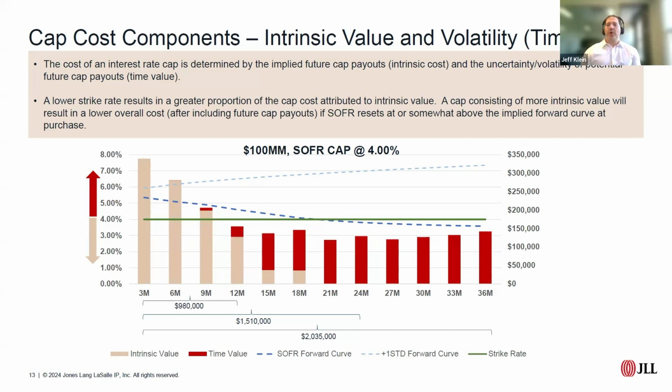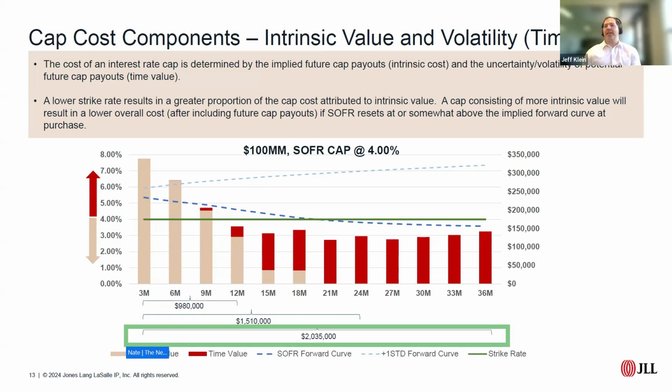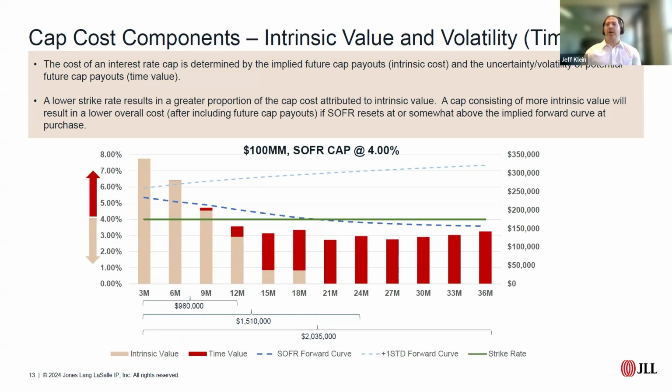And what we do in order to determine a cap price is we add these caplets up. So for a 1-year cap at 4% on $100 million, we would add up the bars 3M, 6M, 9M, and 12M. And the sum of those is $980,000. And that would be the price for the 1-year cap. If you wanted to do the 2-year cap, you add the next 4, you get $1,510,000. And if you add all of the bars, you get to $2,035,000. And you can do any combination because these are the underlying components of the cap itself, the caplets.